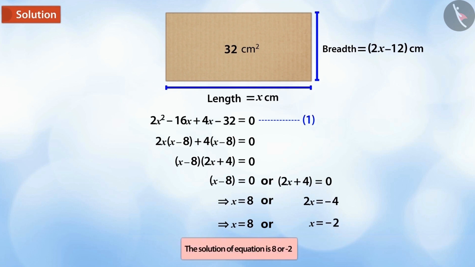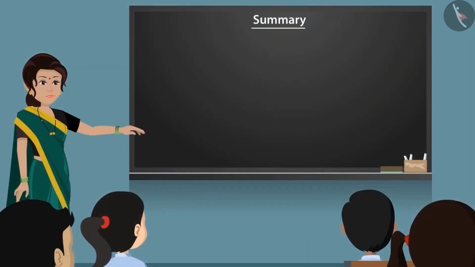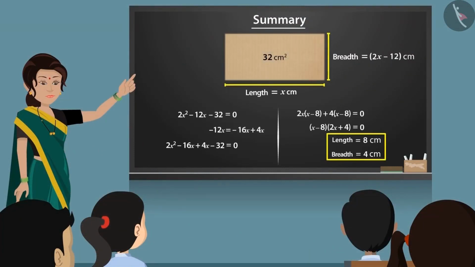Therefore, x is equal to 8 or x is equal to minus 2 are the solutions for the given quadratic equation. Since we are calculating the length of a box, it cannot be negative. Therefore, the length of the box would be 8 cm and the breadth would be calculated from 2 multiplied by 8 minus 12, which is equal to 4 cm. Today we looked at an example based on solving quadratic equations by factorization. In the upcoming video, we will look at some commonly made mistakes while solving such questions.